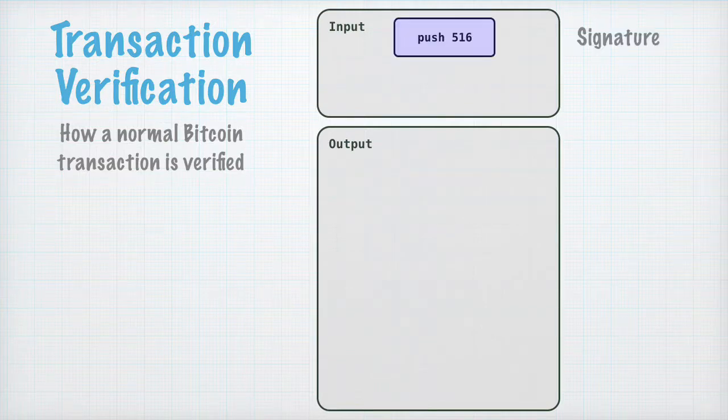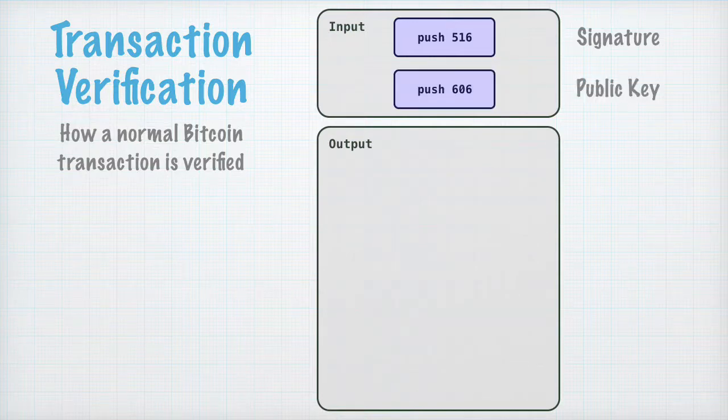So for the input, we have an instruction that pushes the signature. So this is Alice's signature that you saw earlier. And I'm saying I'm pushing 516, which represents the signature. Obviously, in real life, this would be a much larger number, but this is just to make it easier for you to remember which signatures I'm referring to. And then we push 606 on the stack, and 606, I'm using that just to represent the public key. And again, that would be a much longer number in real life.